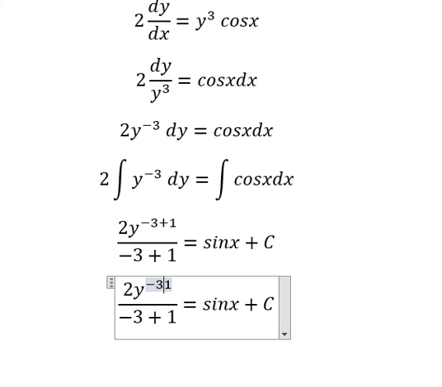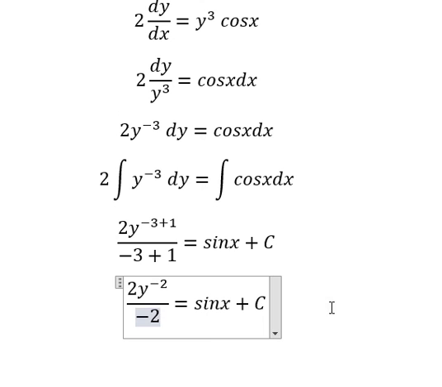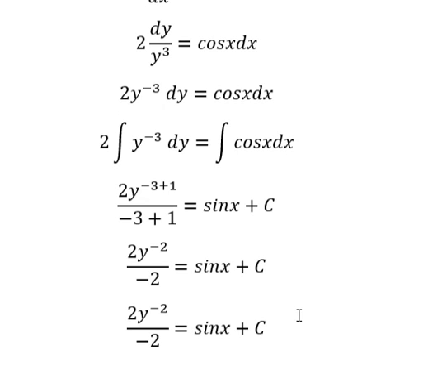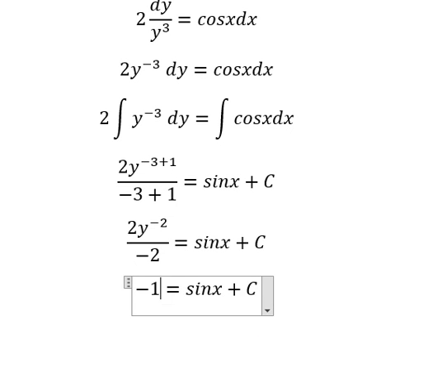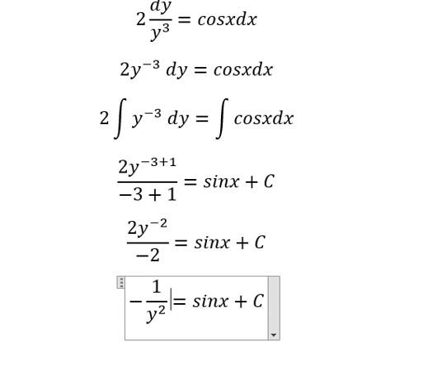This is negative 2. This one is negative 2. 2 divided by 2. With the negative, you get negative 1 over y squared in here.